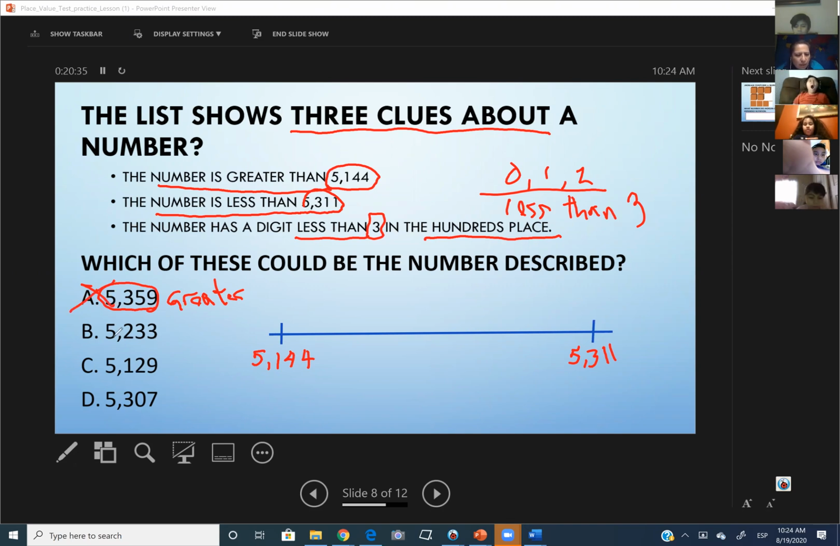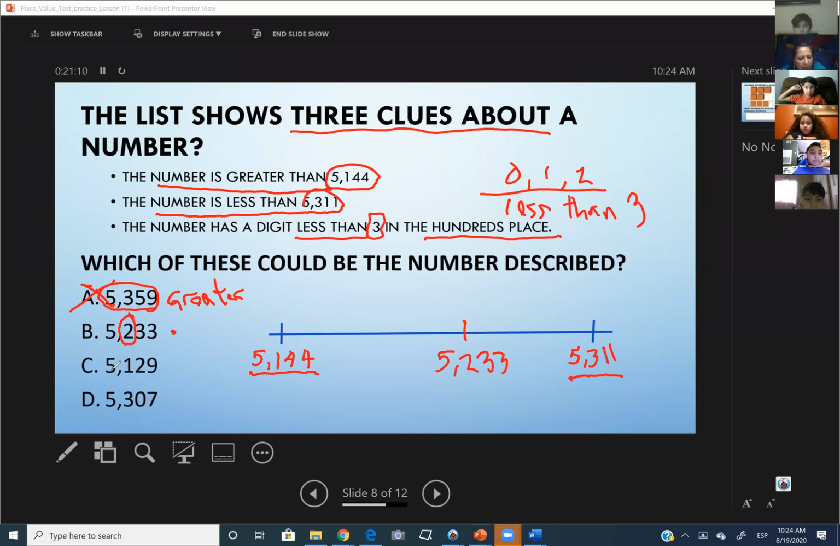The next number, 5,233, should be somewhere here. It's less than 5,311, but it's greater than 5,144. So maybe this is my answer. But let me see. Here says that it has a digit less than 3 in the hundreds place. So let me see the hundreds place. This is the hundreds place. Oh yeah, it's less than 3. So I'm almost sure B is going to be my answer. But I need to check the other options just to make sure.